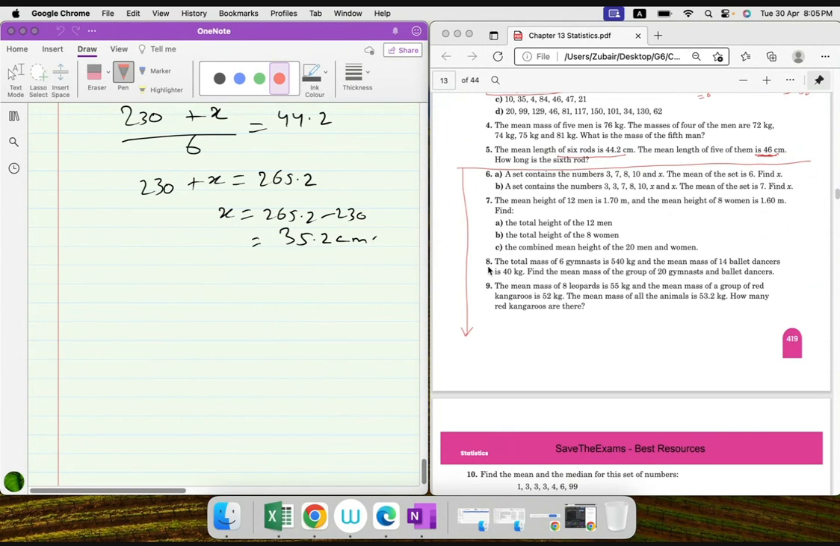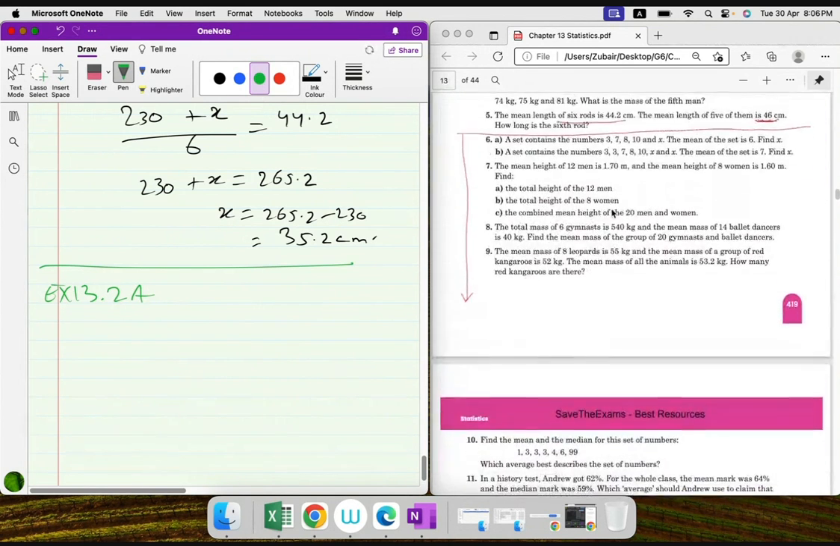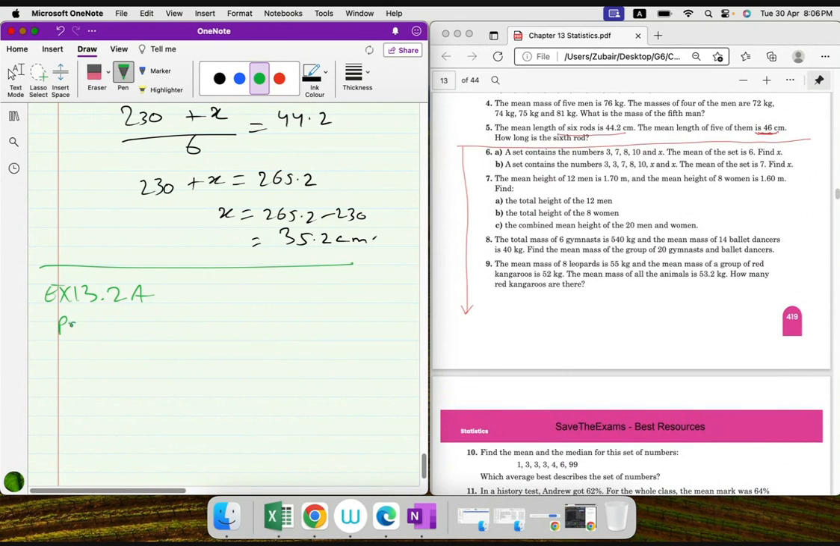Okay. What about question 8? So I was confused about questions 8 and 9. Yes, 8 and 9. Start with 8. Exercise 13.2A, page 419, question number 8.